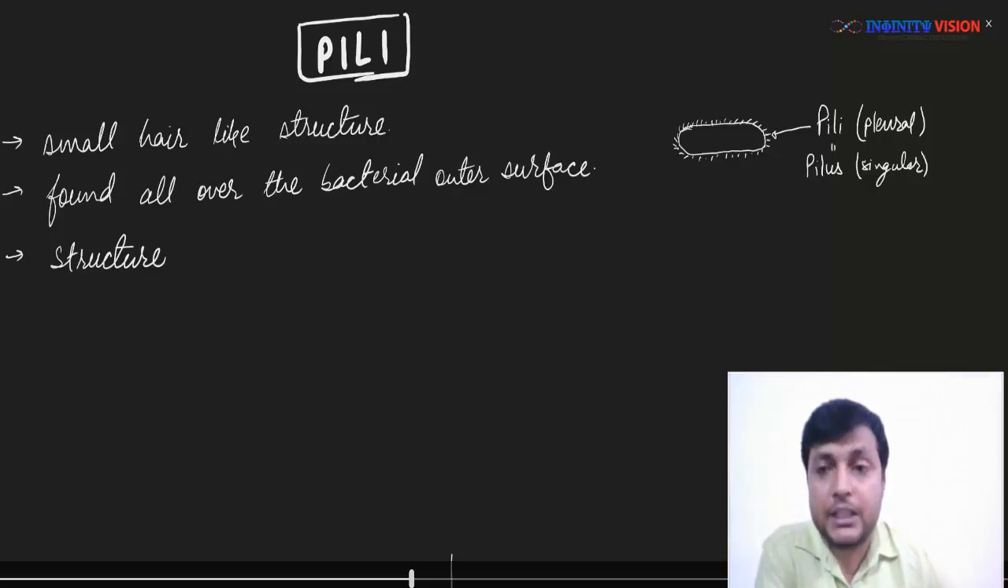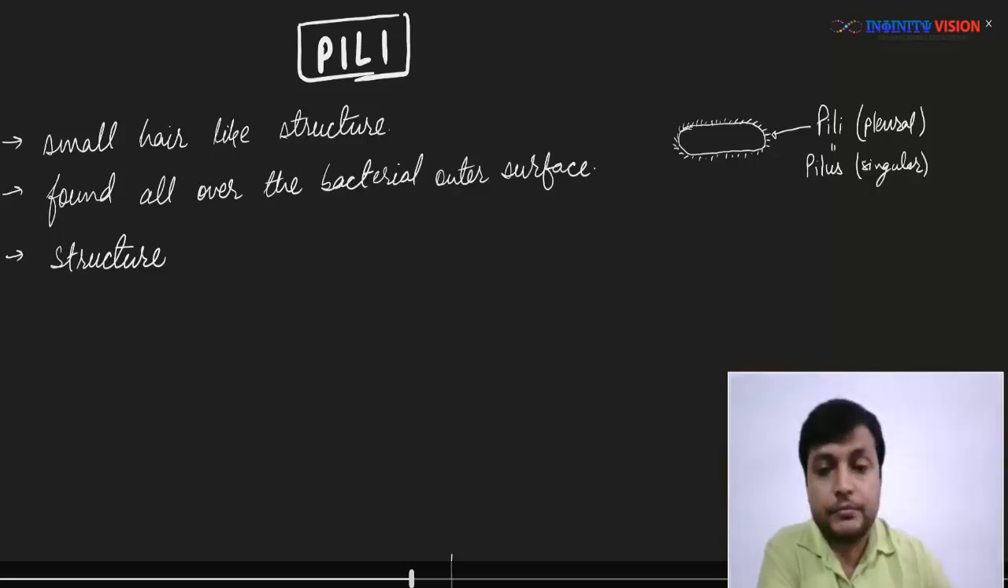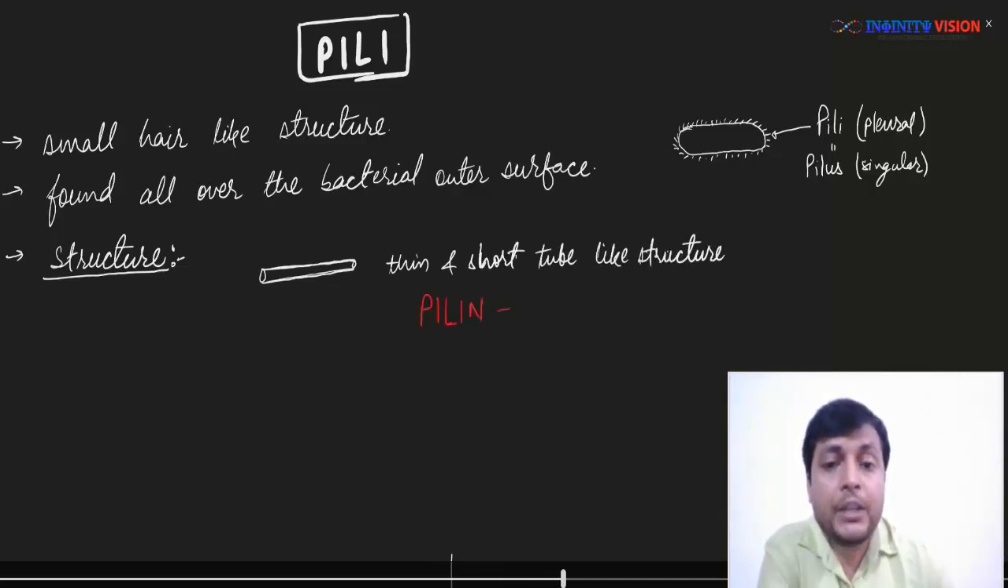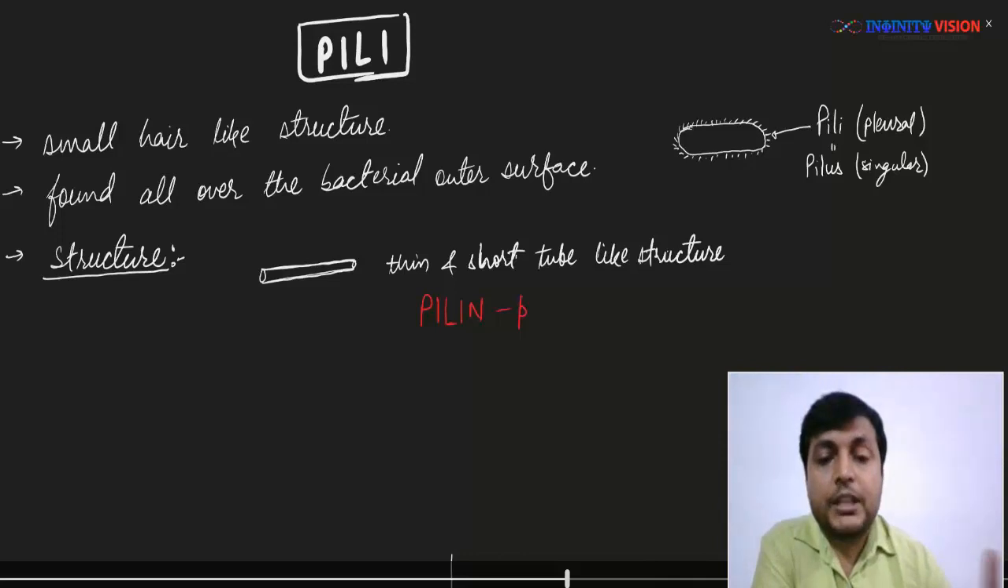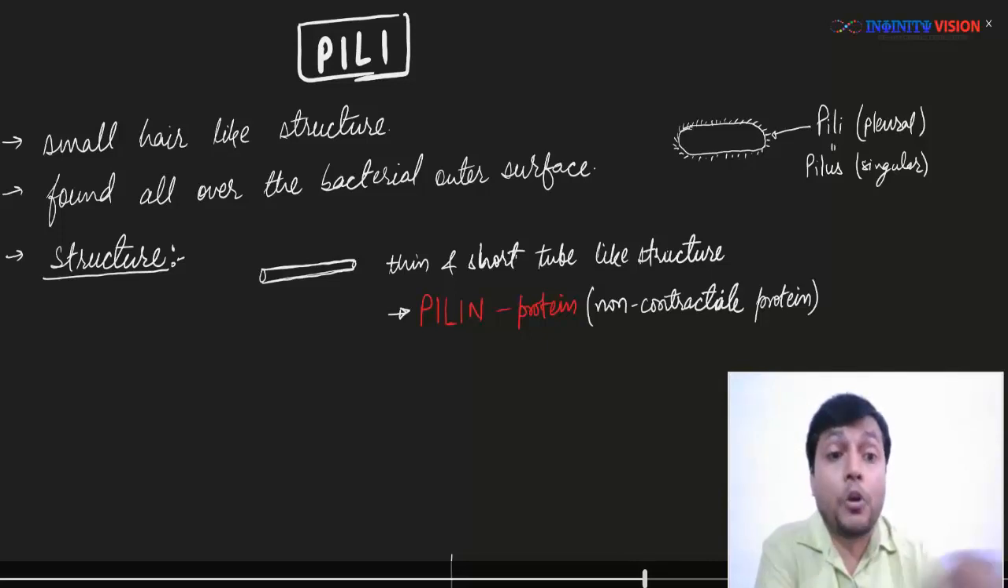Now, apart from that, let me tell you that these pili are hollow tube-like structures, right? They are hollow tube-like structures. So let's see the structure of it. So see, it is a hollow tube-like structure. They are thin and short tube-like structures. Now what are they made up of? Again, they are made up of protein. Which protein? They are made up of pilin protein. And the thing to remember here again is pilin protein is non-contractile protein. What do we mean by non-contractile protein?